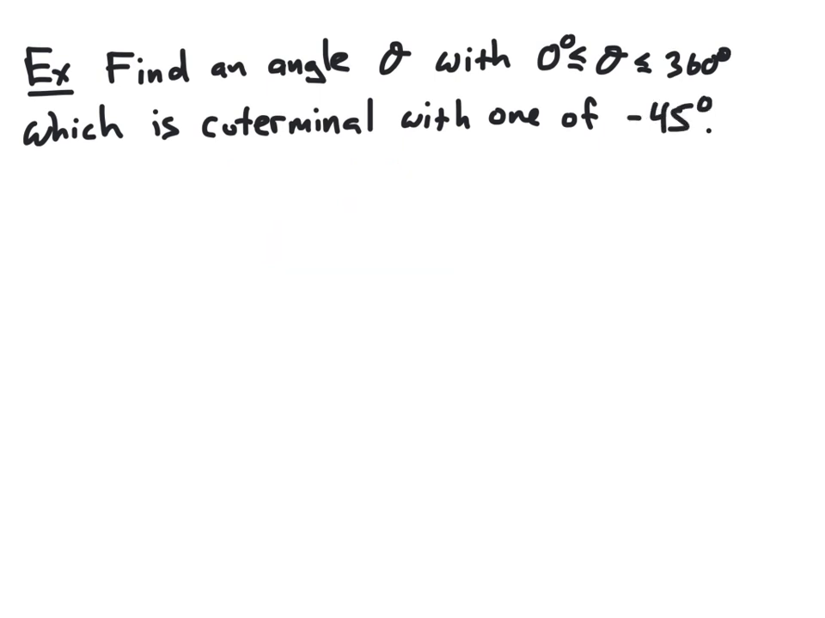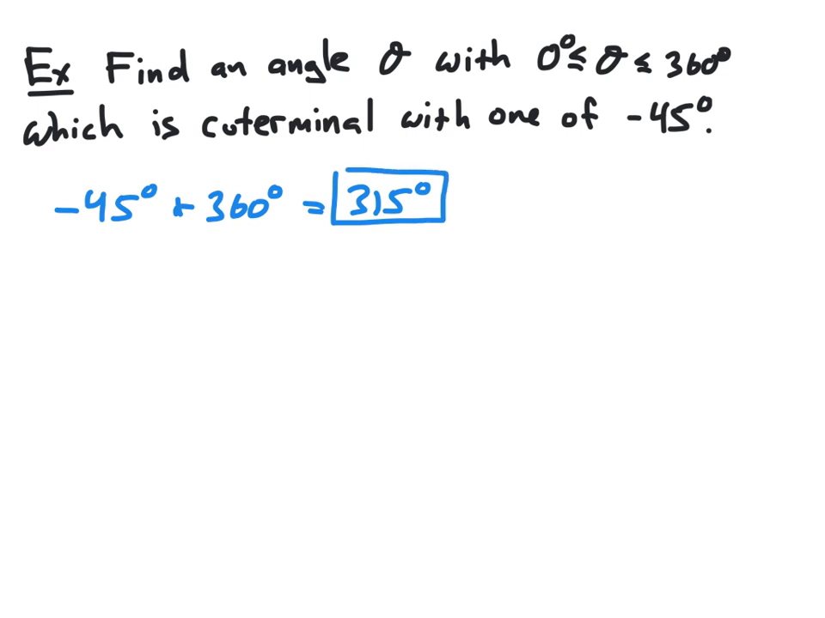In this example, we want to find an angle theta measured in degrees between 0 and 360 degrees, which is coterminal with one of negative 45 degrees. This angle is smaller than 0 degrees, and so in order to find one in the appropriate range, we want to add multiples of 360 degrees until we obtain one between 0 and 360. And so negative 45 degrees plus 360 degrees will be 315 degrees, which is in our desired range. And so negative 45 degrees would be coterminal with an angle of 315 degrees.